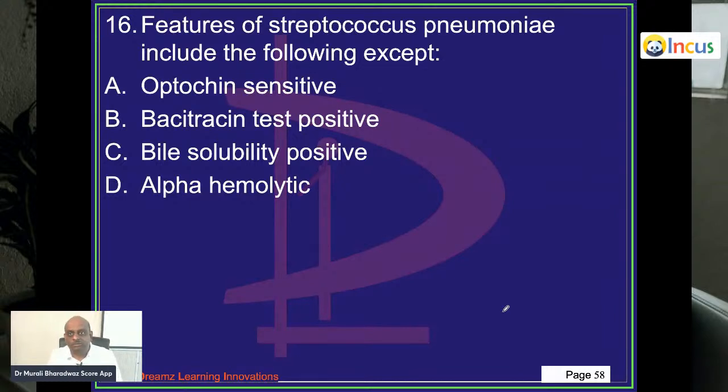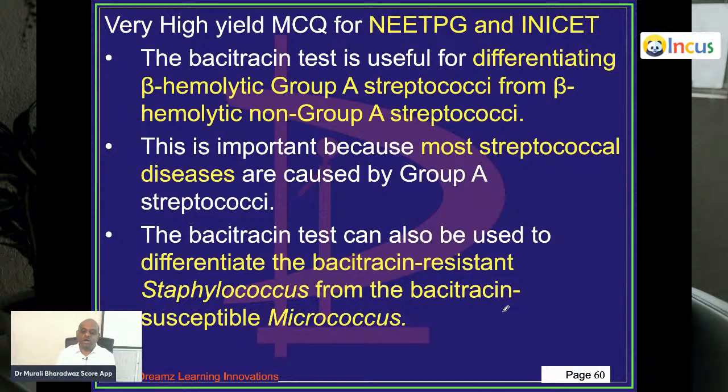You came during microbiology days, right? Now this question, tell me. Streptococcus pneumoniae. What is it? It is optochin sensitive, bile solubility positive, alpha hemolytic streptococci, but not bacitracin sensitive.